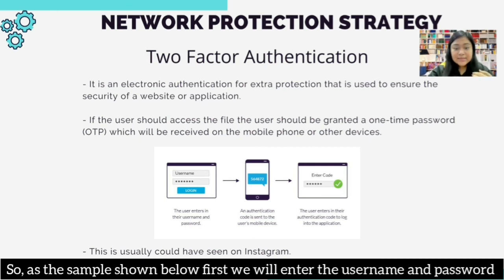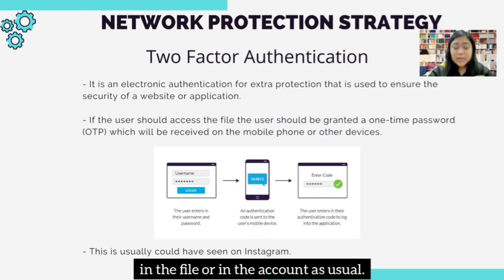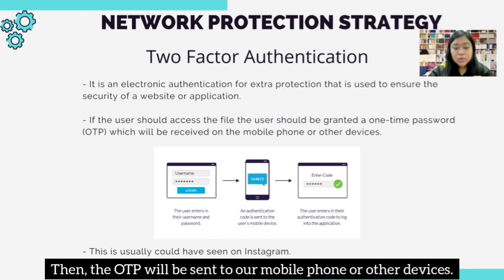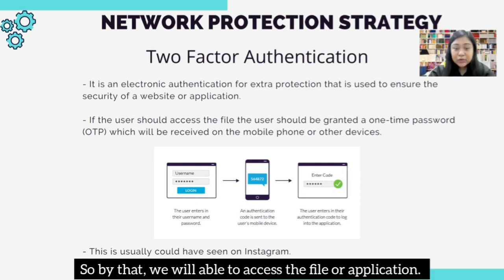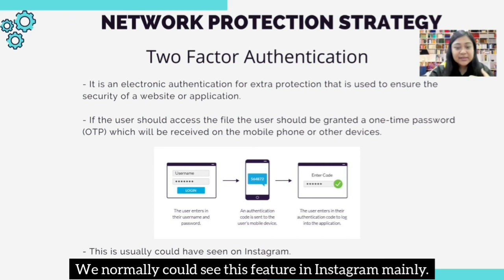As the sample shown below, first we enter the username and password in the file or application as usual. Then the OTP will be sent to our mobile phone or other devices. Once we receive the OTP, we enter the code into our file or application. By that, we will be able to access the file or application. We normally see this feature in Instagram mainly.